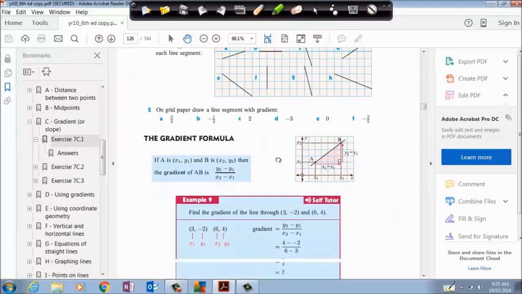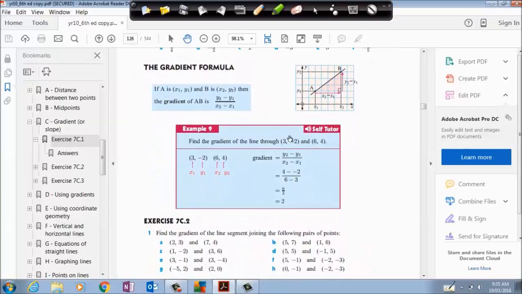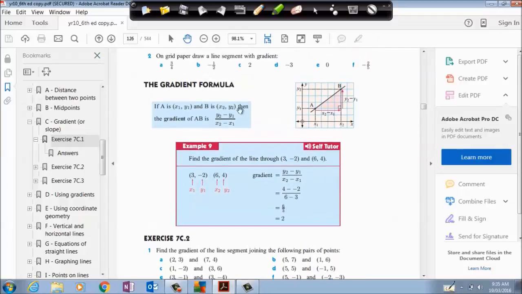Okay, next is another. They show a different way of getting the slope. Rather than using rise on run, they use this formula here, y2 take y1 on x2 take x1. Now the reason why we can use that formula, over on the right hand side with this diagram, if you take point B is x2, y2. Now x2 is the distance along the x-axis, so that's this value here. y2 is the distance along the y-axis.